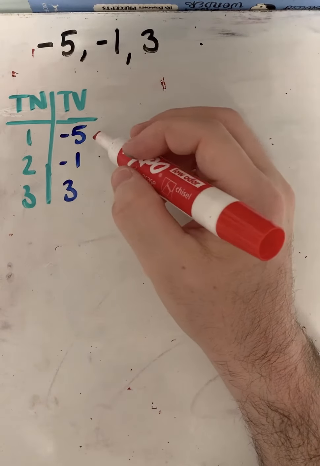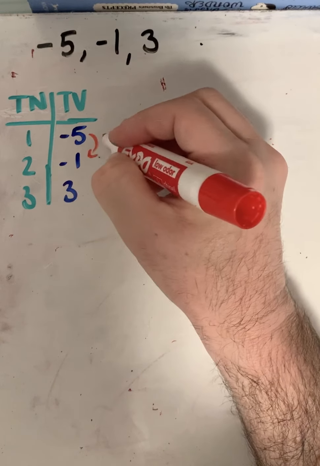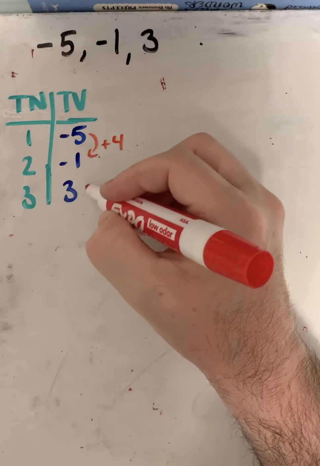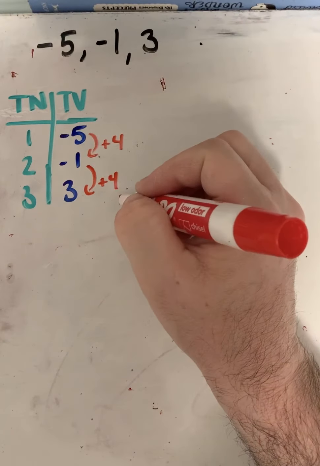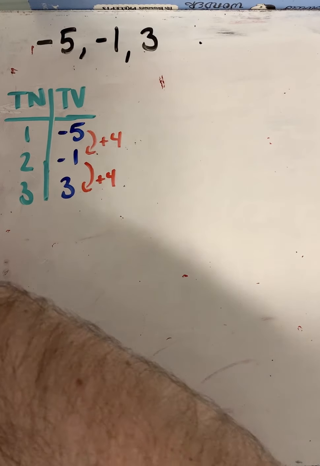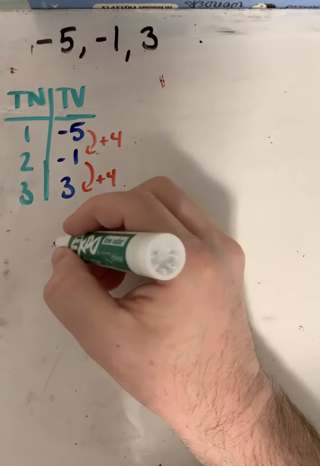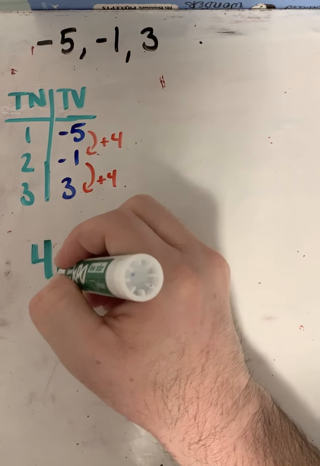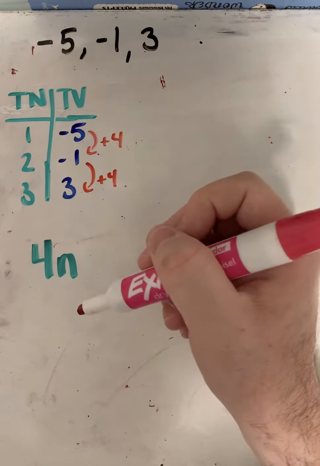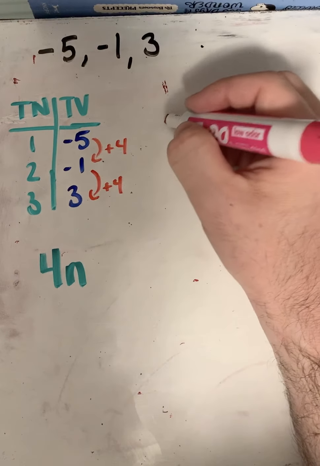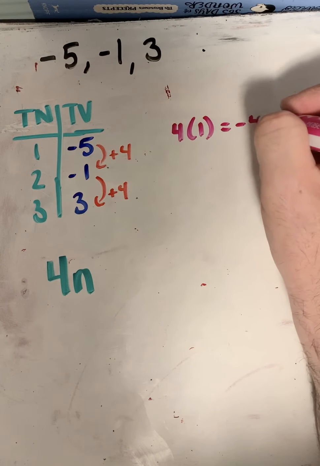How do you get from -5 to -1? Well, you're adding 4, right? And how do you get from -1 to 3? You're adding 4. So because you added 4, what you should have done is you should have said, well, 4 is going to be my counterpart. So my pattern rule right now is 4n. And then at that point, you should have said to yourself, okay, I got to try this out. I'm going to try this out with the first one. So 4 times 1 should equal -5.